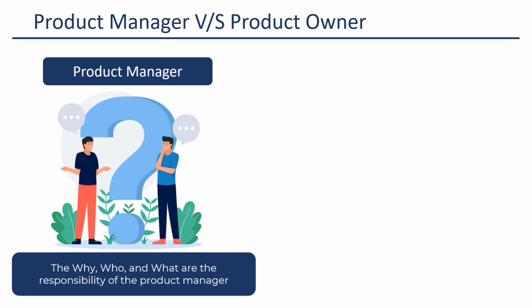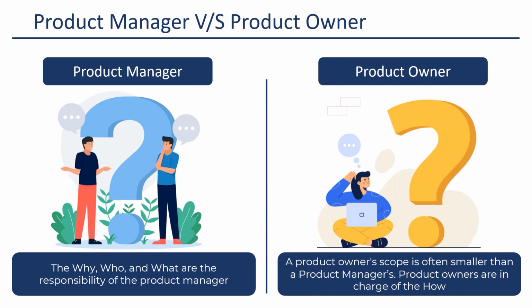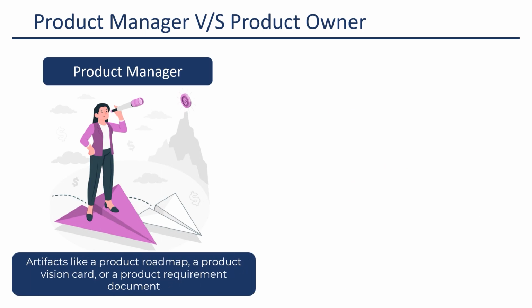Their role's reach might vary greatly or be very constrained based on a variety of variables. On the other hand, a product owner's scope is often smaller than a product manager's. Product owners are in charge of the how. Artifacts like a product roadmap, a product vision card, or a product requirement document are frequently the responsibility of product managers.